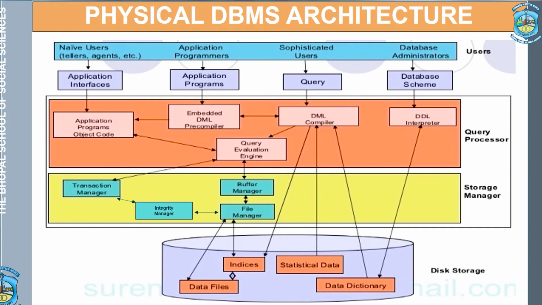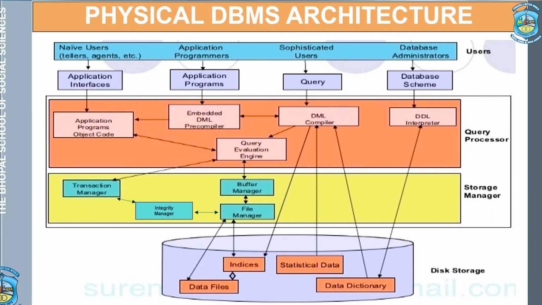Here we have 3 levels again. So this is for the external level. We have the application interfaces, application programs, queries, and the database schema. For normal users or naive users like tellers and agents, we have a normal application interface through which they interact with this DBMS. Then we have application programmers that write routines for others to use. Then we have sophisticated users who write queries to fetch the data rather than using the existing components. And then we have database administrators who maintain the DBMS schema, that is the design of the whole DBMS system.